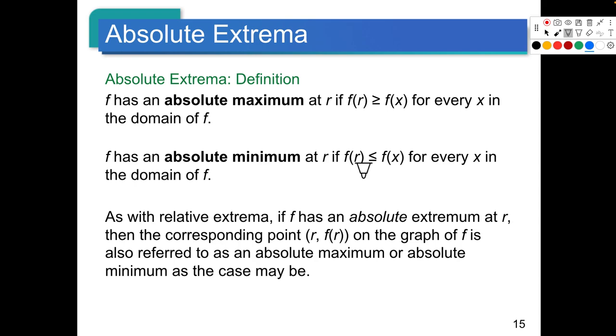And again, more definitions. The absolute maximum means that the point is larger than every other y value on the function. An absolute minimum means that the y value at that particular point is smaller than every other y value. Does that make sense? Okay to keep going? Okay.